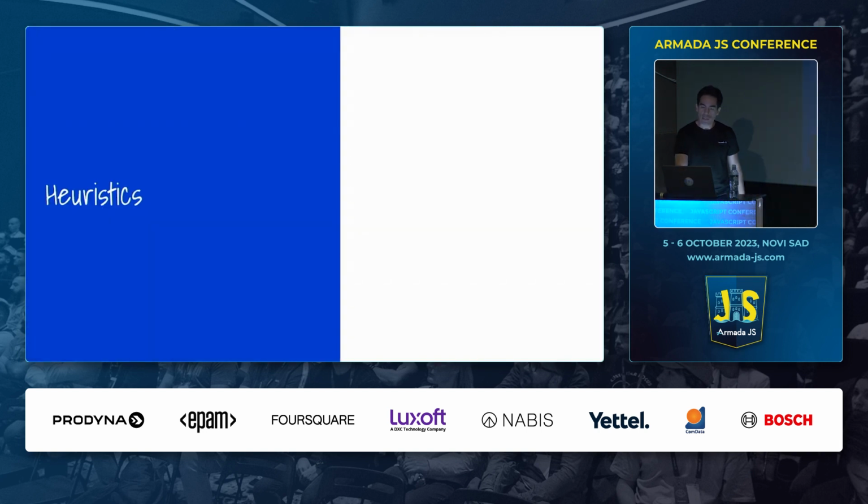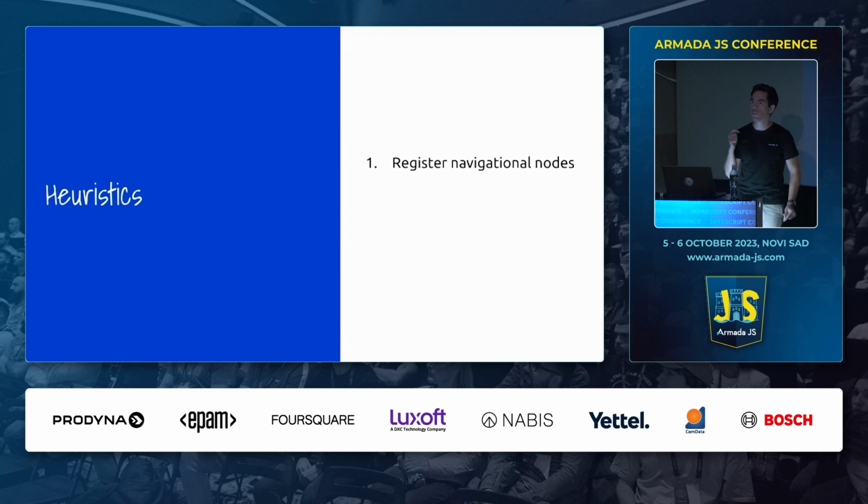For the heuristics of the library, the first thing that we're going to do is register the navigational nodes. That means what elements the user can interact with using the arrow keys of the TV control. Then we listen to all the events coming from the TV control.